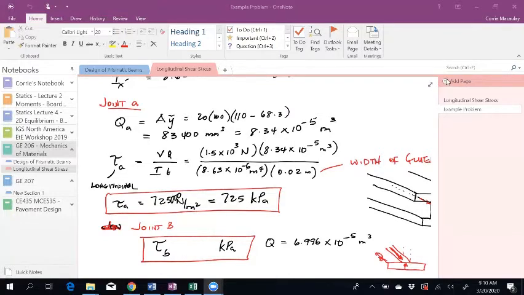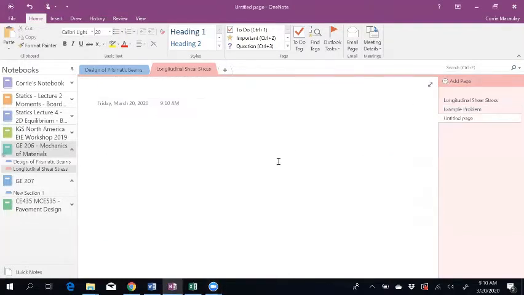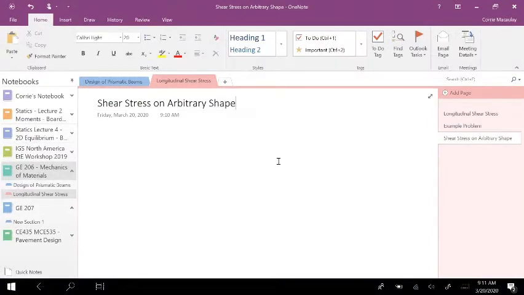All right, so one of the first things I want to do today is add a page for longitudinal shear stress here. And we're going to talk about shear stress on an arbitrary shape. For today, basically, we want to be able to explain the variation of the shear stress on that arbitrary shape beam, and hopefully go through some calculations on how to calculate shear stress on an arbitrary shaped beam, or maybe a box beam as well.